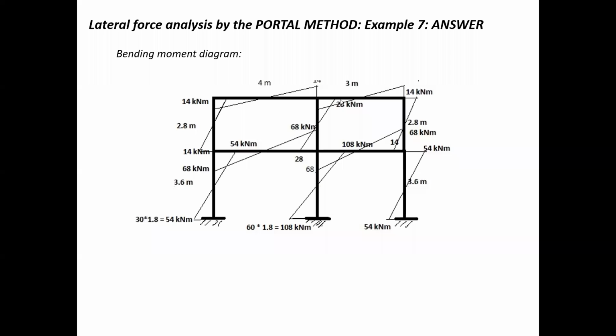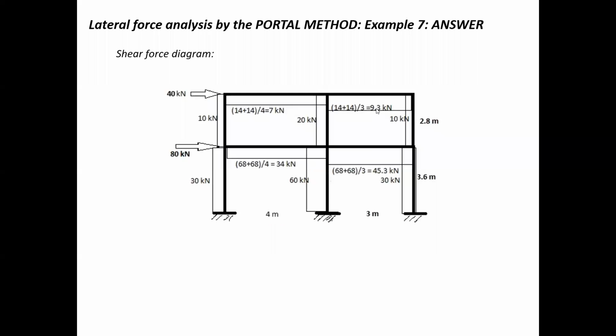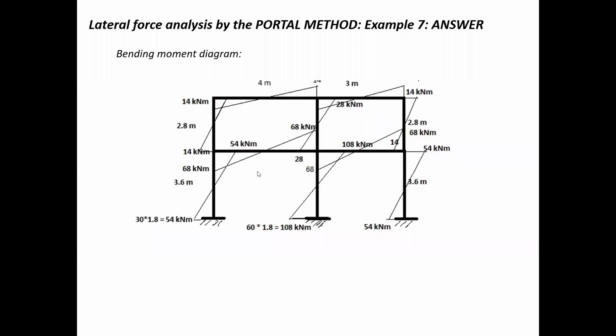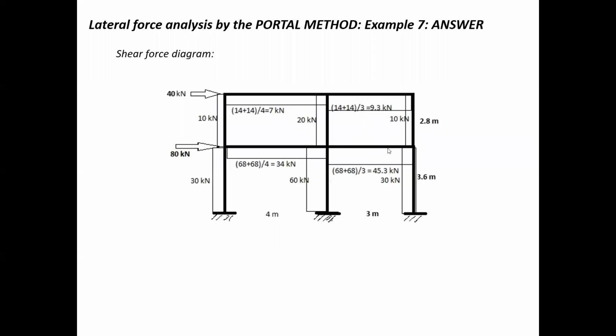Okay, this is 28 divided by 3 is 9.3. Okay, this one is 68 times 2 divided by 4. Okay, 68 plus 68 divided by 4, 34. This one is 68 plus 68 divided by 3, 45.3 kilonewtons. Very, very simple. You should be able to get a little bit of practice. These should be, when you're in an exam, gift marks for you, okay?